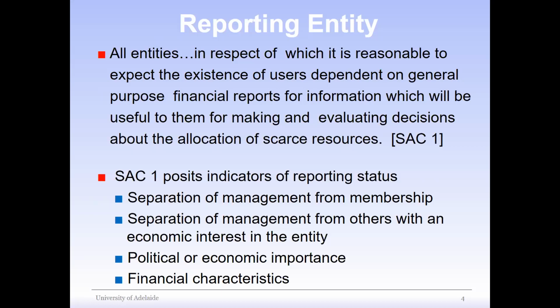And SAC 1, the statement that introduced the reporting entity concept, posits indicators. Basically, the idea is if one of these indicators is present, it's more likely that the entity will be a reporting entity. So separation of management from membership, separation of management from others with an economic interest in the entity, political or economic importance, and then certain financial characteristics, which were things like size, indebtedness, and with respect to non-profits, the degree of reliance on donations and/or government grants.